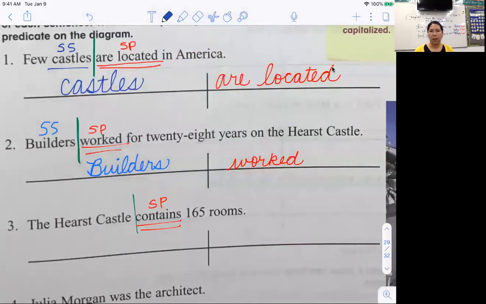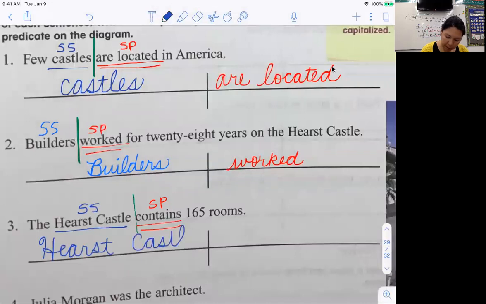Hearst Castle. The Hearst Castle. But remember, the isn't going to be part of our simple predicate. Just Hearst Castle. So Hearst Castle is my simple subject. So I'm going to write, but since Hearst is the name of the castle, I do need to capitalize it. Hearst Castle. And then contains is my predicate. So I'm going to write that on the second line. Contains. Okay. All right, let's look at our next one.